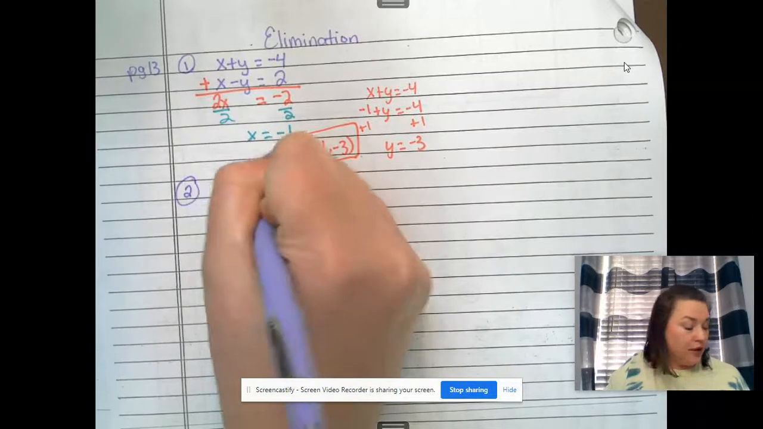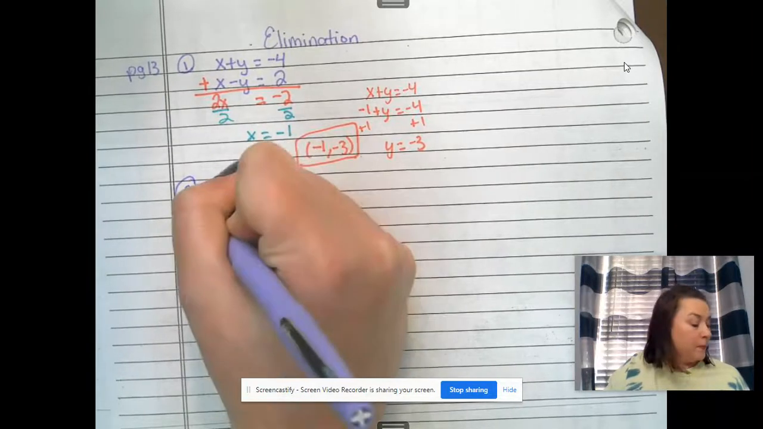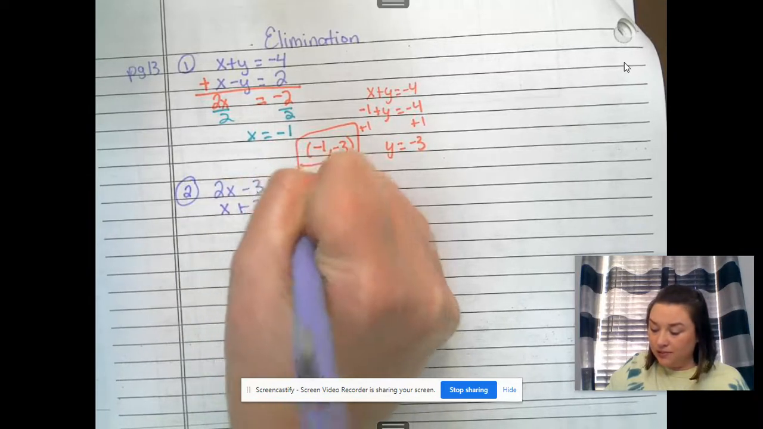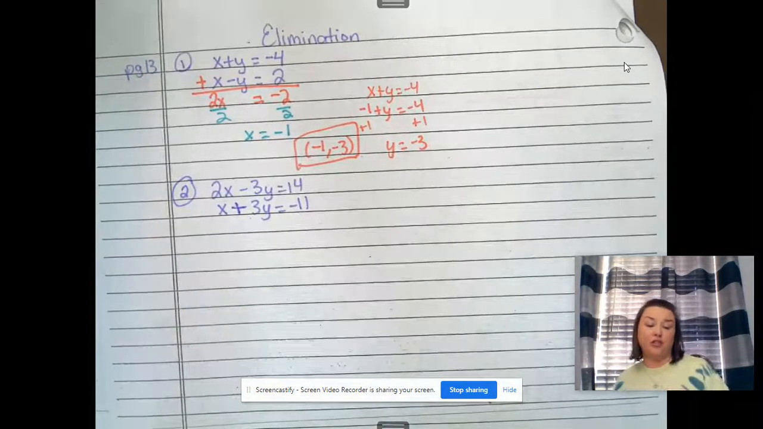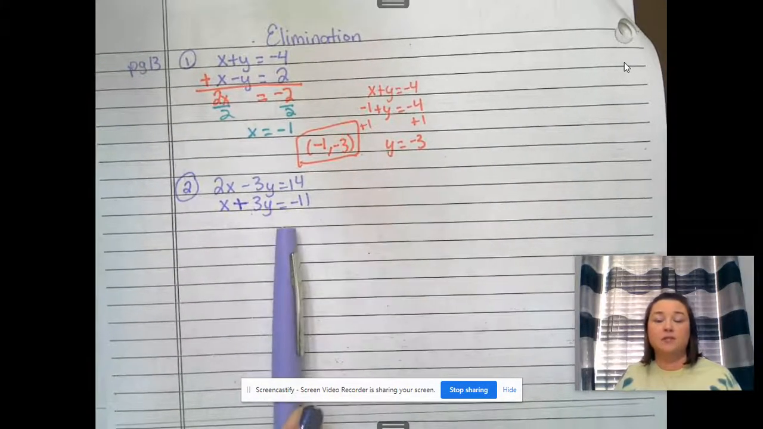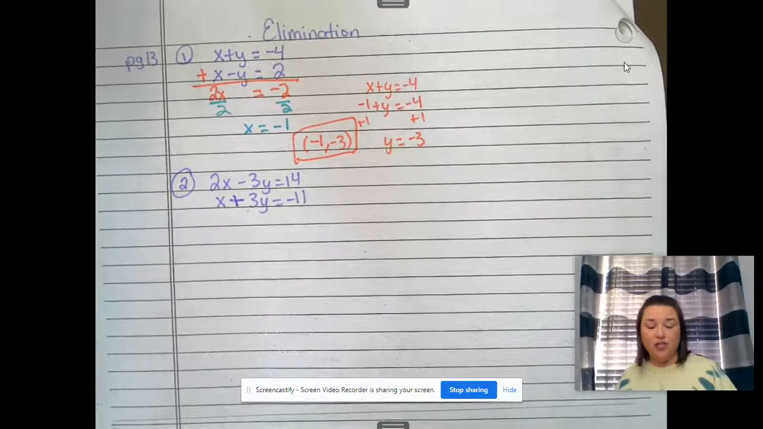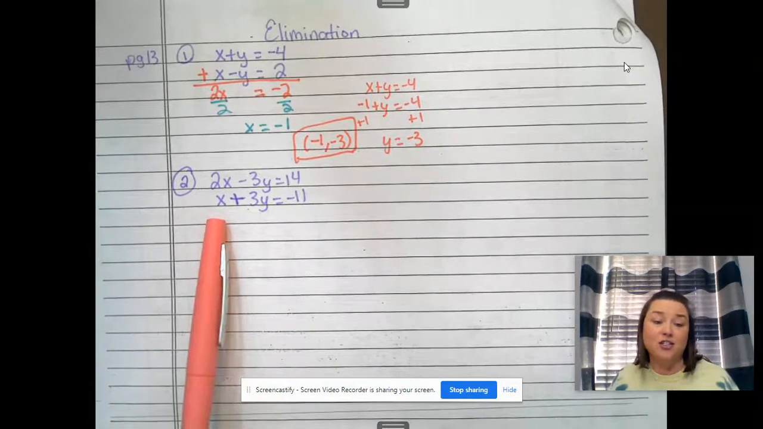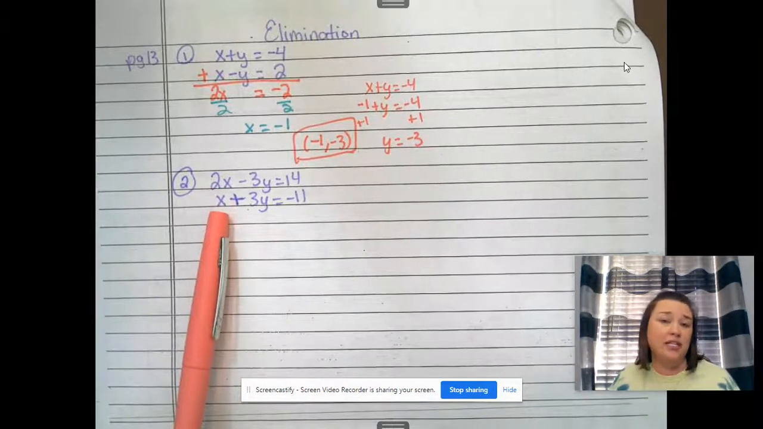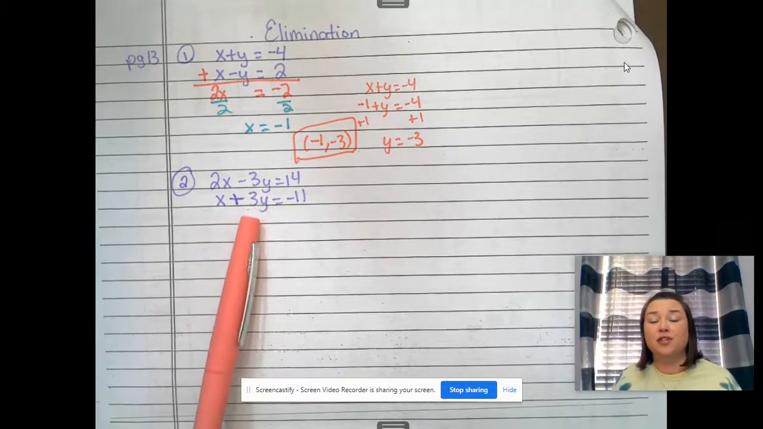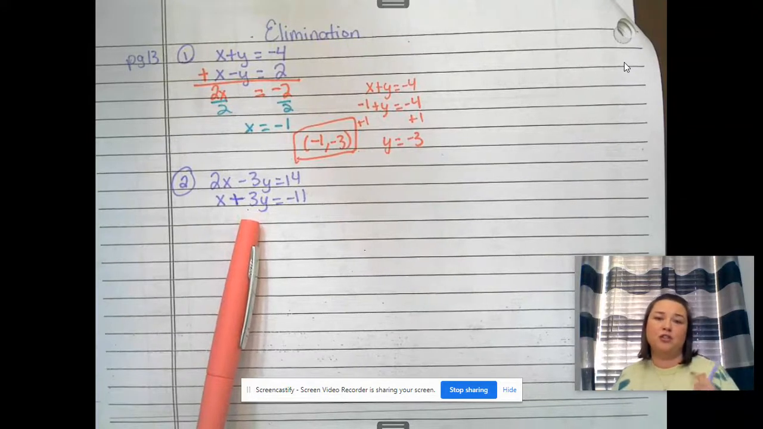2x minus 3y equals 14, and x plus 3y equals -11. So again, we make sure they're in columns. X is in a column, y is in a column, equal signs in a column, constants are in a column. Next, we check and see, is there a letter that has matching coefficients? So when I look at the x, one of them has a 2 and one of them has a 1. That is not a match. So I look at the y. One has a -3 and one has a +3. That is a match. They're opposite signs, but it's still the same number if we took the absolute value.